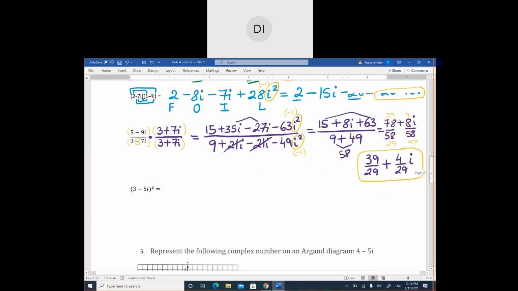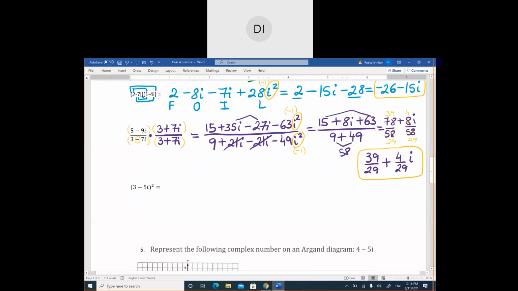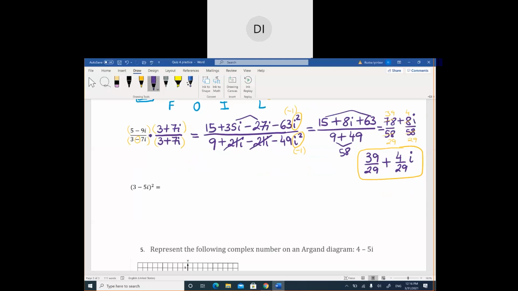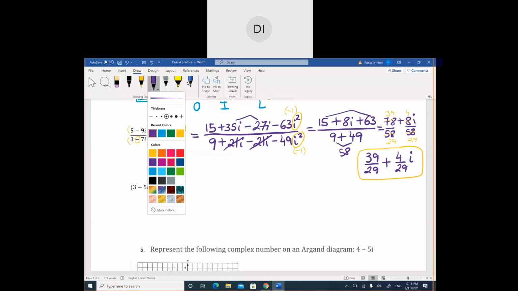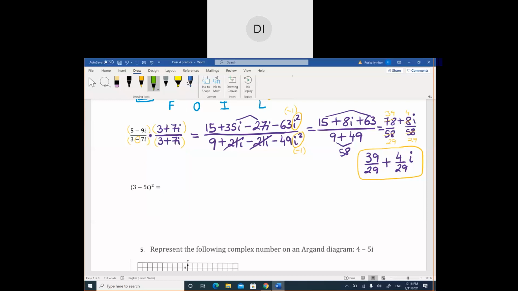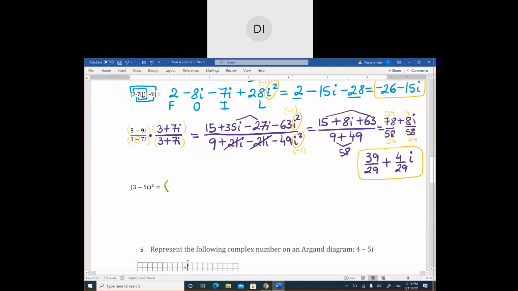Okay, the next operation we're going to do is square. So we're going to square a complex number, and we're going to do it by distributing, like squaring the number, which means multiplying the complex number by itself two times. So we're going to multiply 3 minus 5i by 3 minus 5i. This is one way of doing it without going to polar coordinates.